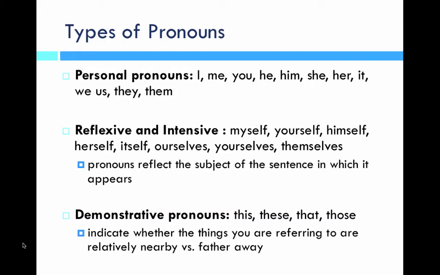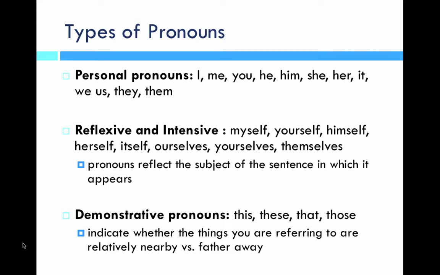So there are a few different types of pronouns. The first type is personal pronouns. Things like I, me, you, he, him, she, her. Those refer to people. That's why they're called personal. Then there's reflexive and intensive pronouns. These type of pronouns refer to the subject of the sentence in which it appears. So myself, yourself, himself, herself. Basically, if it ends with self.